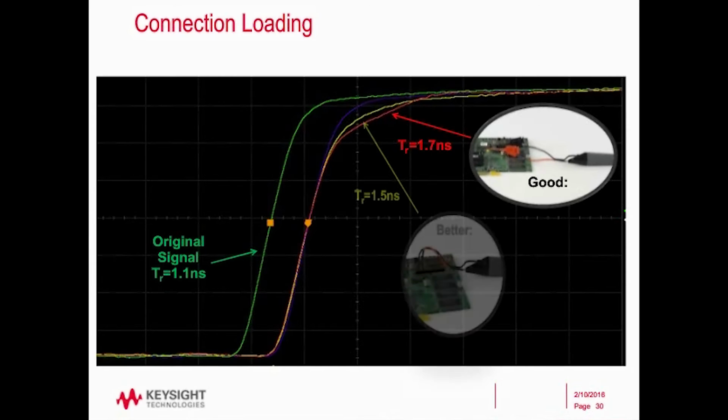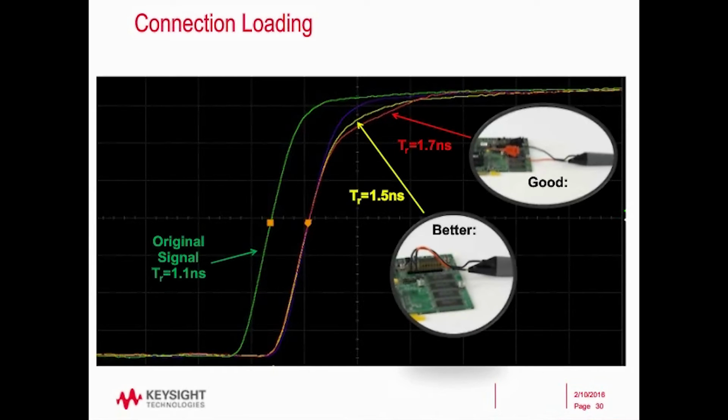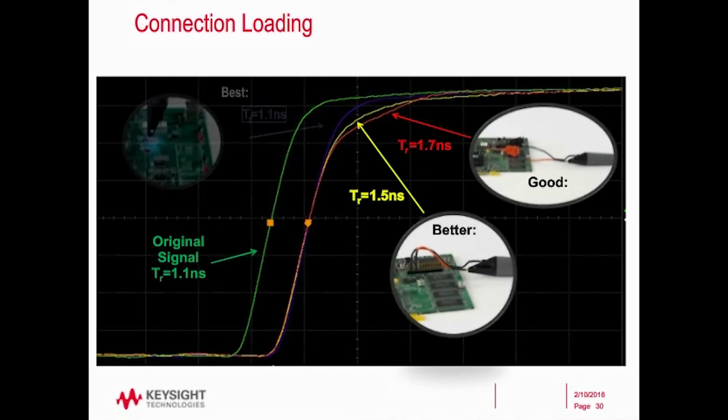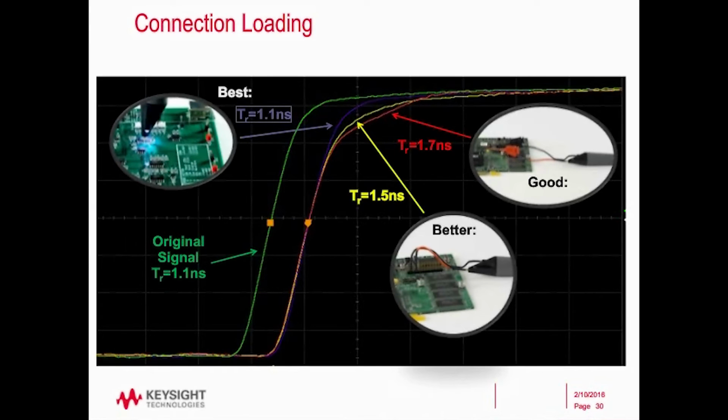Now if I shorten up the connection accessory, remove those clips, and just go with the dual lead, we can see that the rise time improves. It's 1.5 nanoseconds. When I go with the shortest connection accessory possible for that probe, we can see that I haven't changed the shape or the rise time of the waveform at all. The probe loading is minimized. The connection loading is minimized.